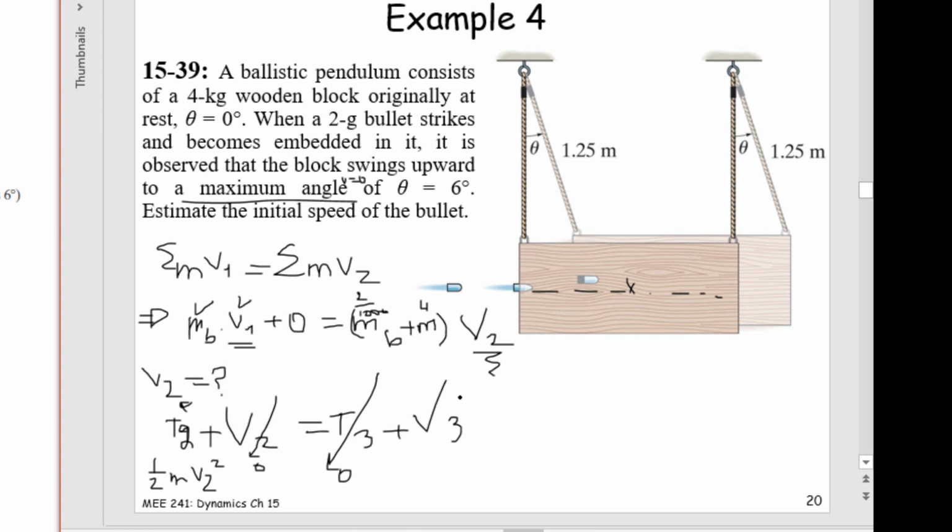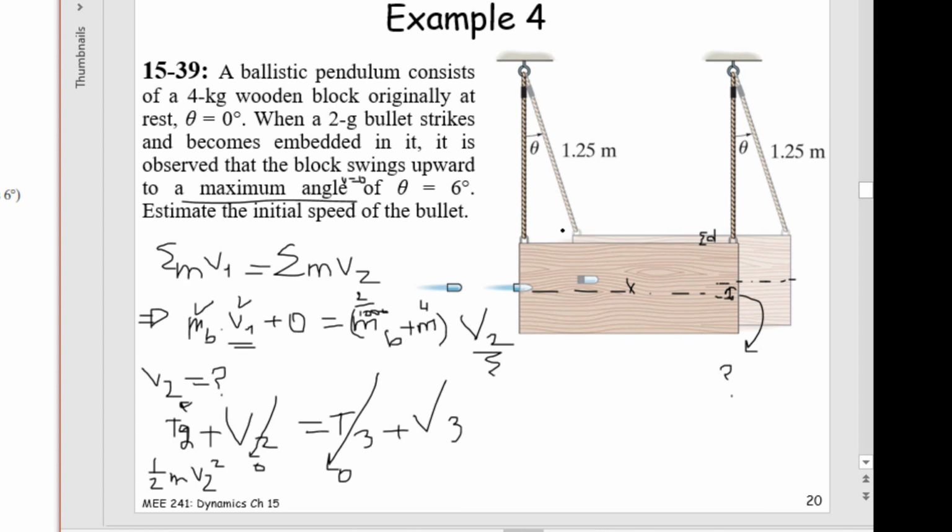Then I only have the potential energy at 3, which is when theta is equal to 6. When theta is equal to 6, this is the center of gravity. What is this distance? In fact, this distance should be the same as this one, because the block swings upward. If the upper level of this block is moving upward with this distance d, then the center of gravity will also move upward with the same distance d.